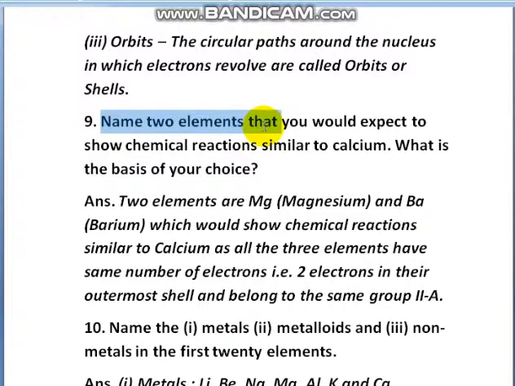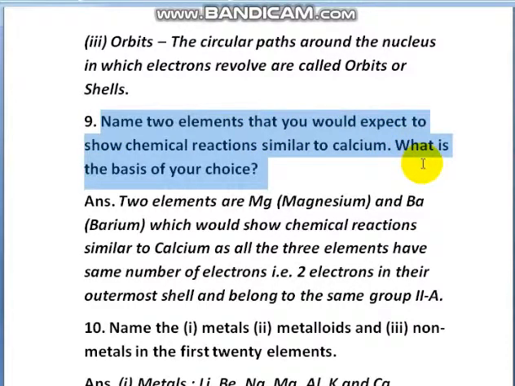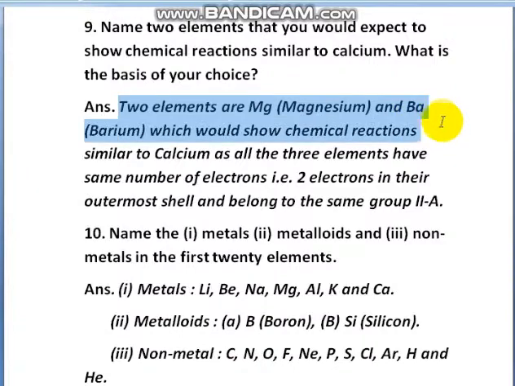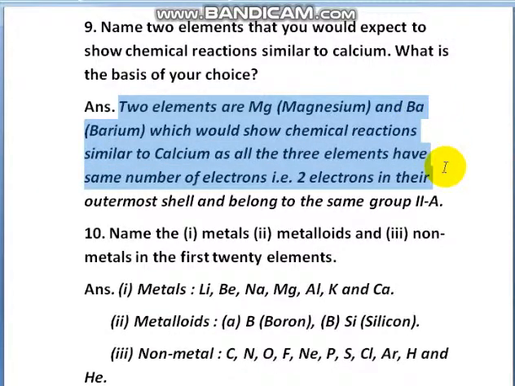Next, name 2 elements that you would expect to show chemical reactions similar to calcium. What is the basis of your choice? Two elements are magnesium and barium, which would show chemical reactions similar to calcium, as all three elements have the same number of electrons, i.e.